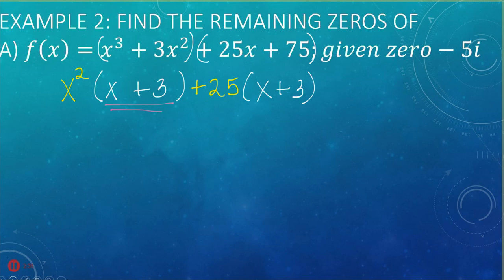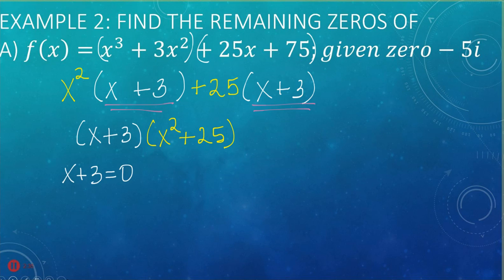Because these are a match, we're going to write our first factor as x plus 3, and our second factor will be the GCFs that we removed, so x squared plus 25. Now we are ready to solve it by setting both of our factors equal to 0. So my first solution would be x equals negative 3.